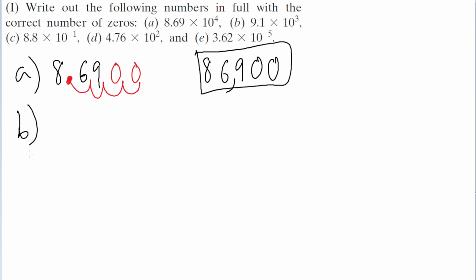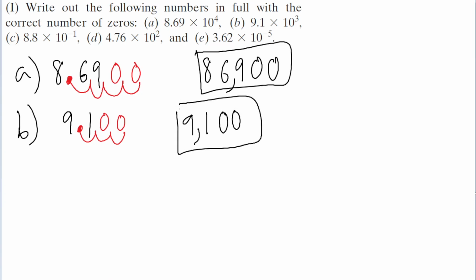For part B, our number is 9.1 times 10 to the power of 3. So we have a coefficient of 9.1, and the power of 10 is 3. So we're going to take the decimal point and move it 3 spots to the right. 1, 2, 3. Filling in the blank spaces with zeros. So that means that the number written out in full is 9,100.